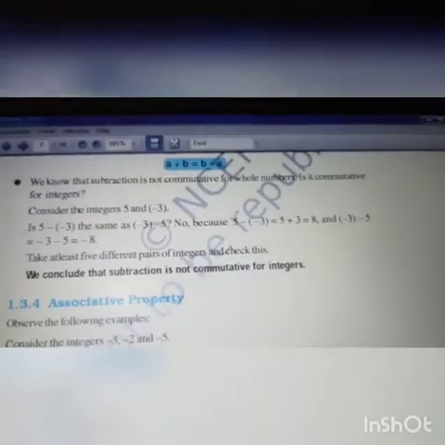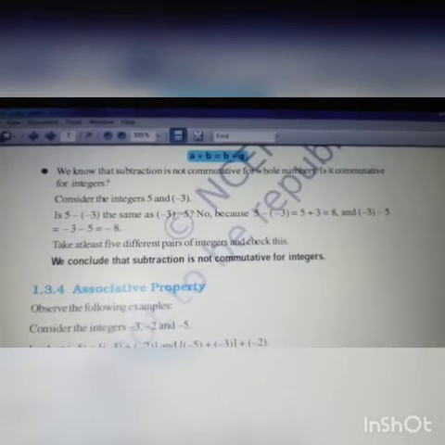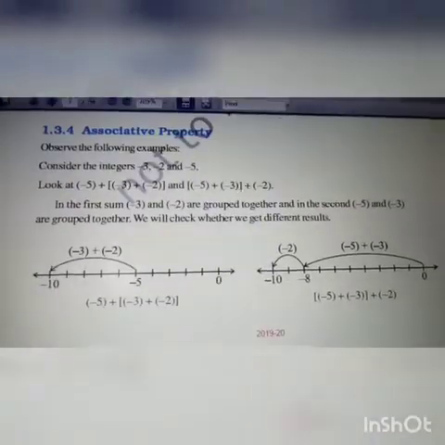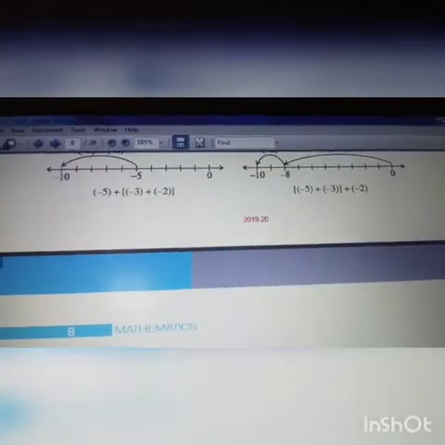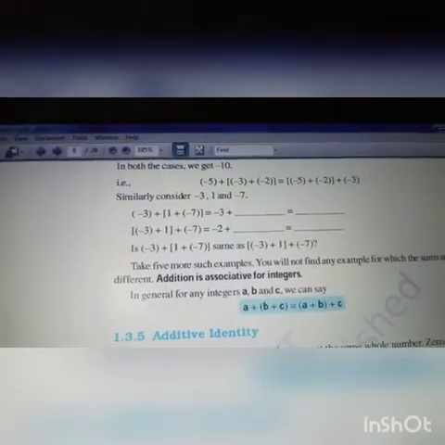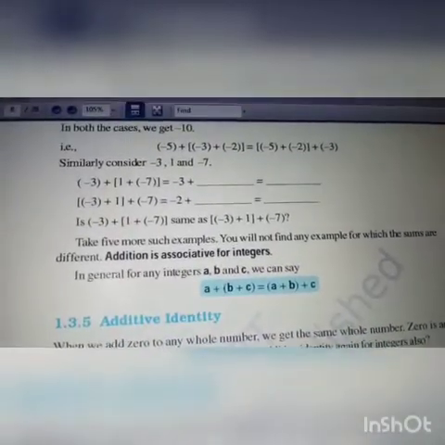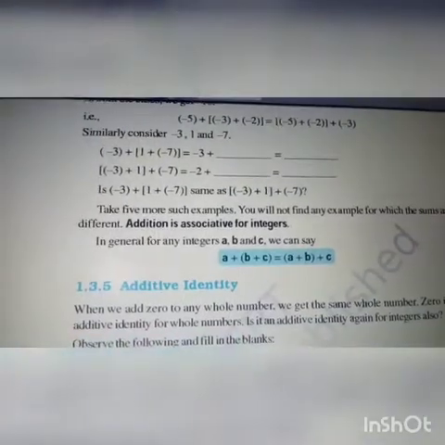A plus B equal to B plus A. It is commutative under addition, but it is not commutative under subtraction. These are things you should all learn. Okay, associative property: A plus B plus C is equal to A plus B plus C, and it is not associative under subtraction.